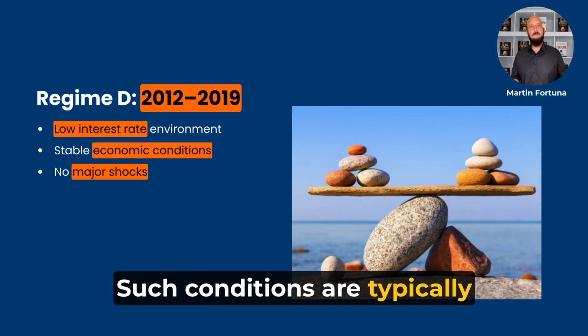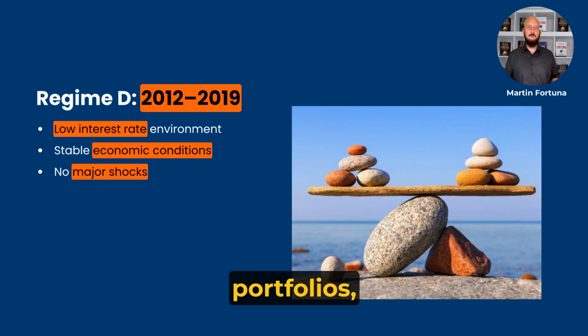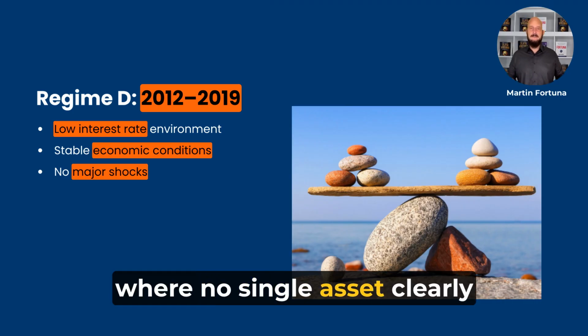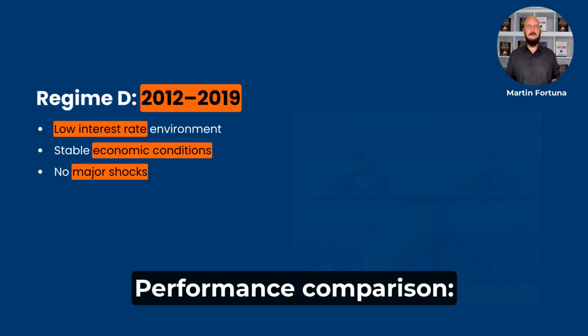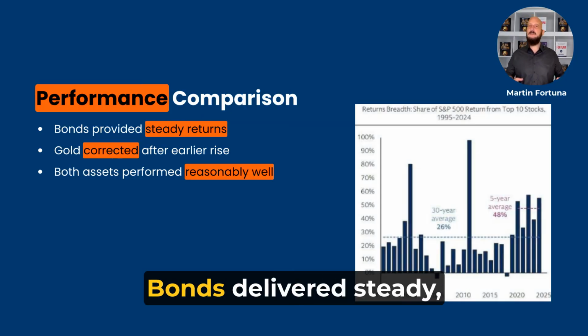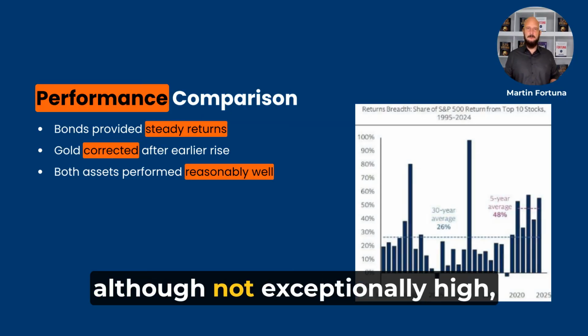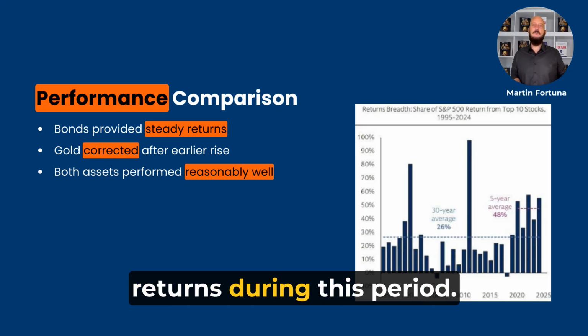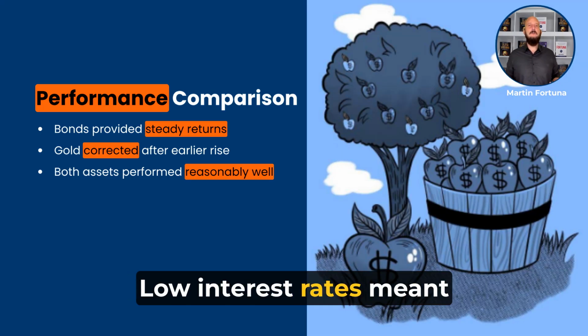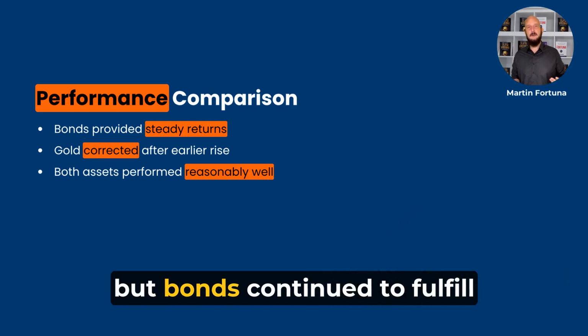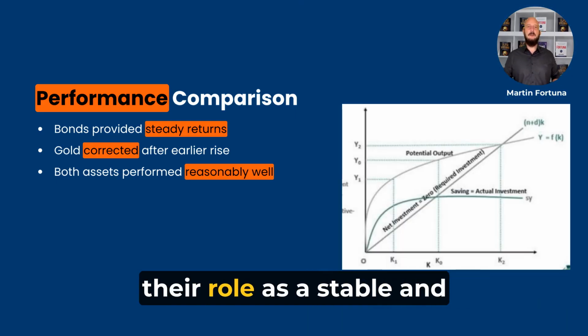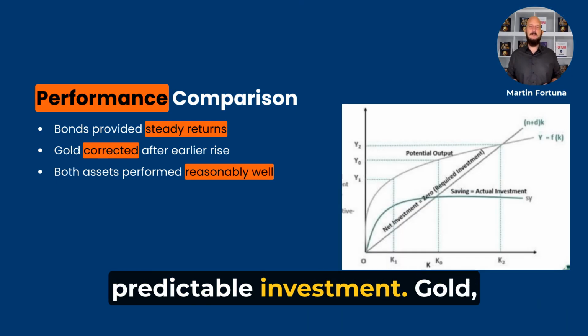Such conditions are typically favorable for balanced portfolios where no single asset clearly dominates in performance. Performance comparison. Bonds delivered steady, although not exceptionally high, returns during this period. Low interest rates meant lower income, but bonds continued to fulfill their role as a stable and predictable investment.